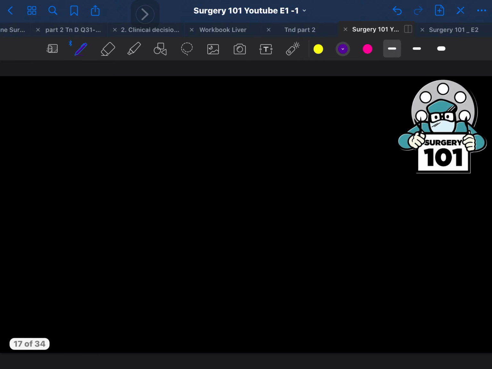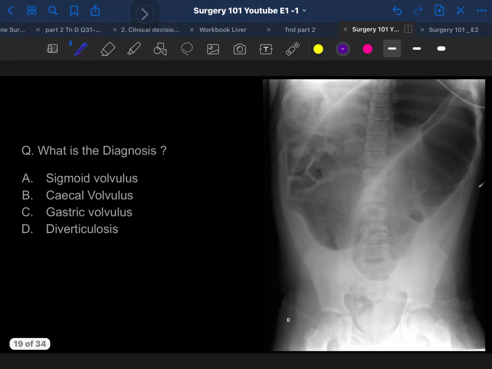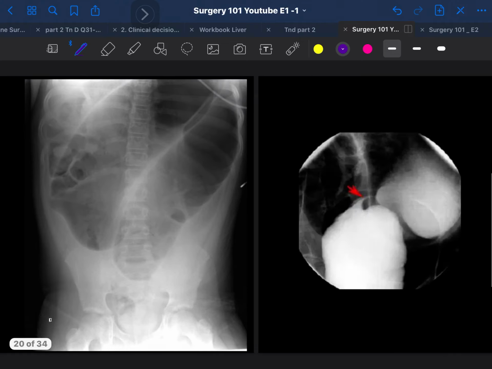Right. So let's move on to the next question. What is the diagnosis of this particular patient? Here you are seeing an X-ray, and I'm asking you what the diagnosis is. Guys, please understand, it is a characteristic coffee bean appearance, and that is why the diagnosis of this particular patient is a sigmoid volvulus.